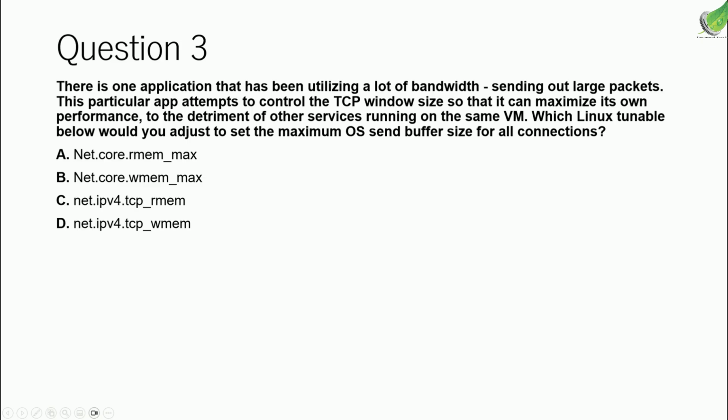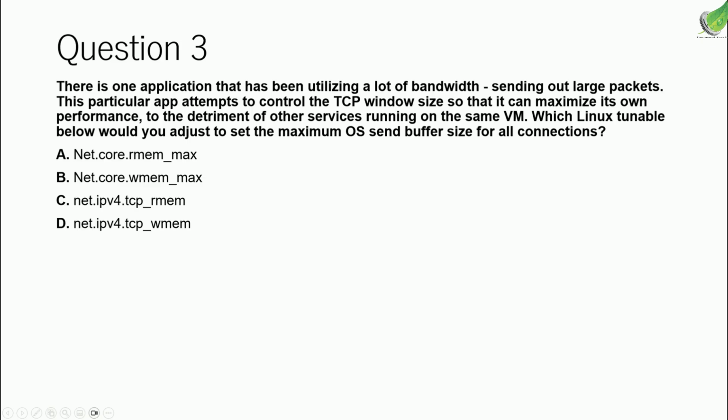Moving on to option C, net.ipv4.tcp_mem. This is incorrect for two reasons. First, like option A, it deals with the receive buffer, not the send buffer. Second, the net.ipv4.tcp prefix means it only applies to TCP connections, not all connections as the question requires.